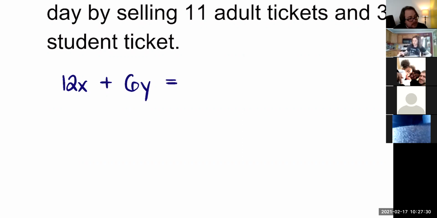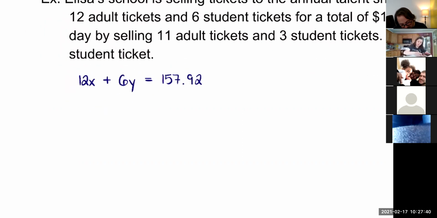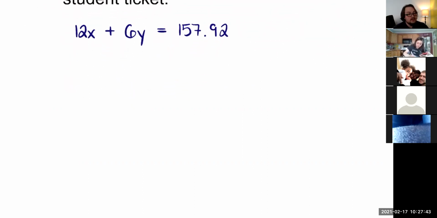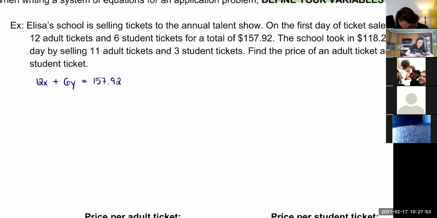And this equals the total for that first night of $157.92. I feel like I wrote extremely small, I apologize. So good news is we've used all those values, and that took care of day 1. What's day 2 going to give us then? 11x plus 3y equals 118.26.